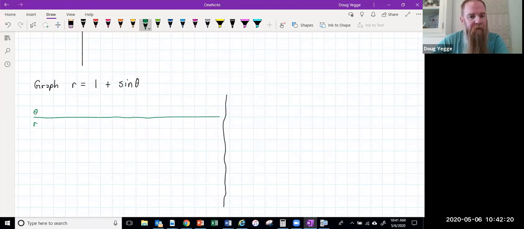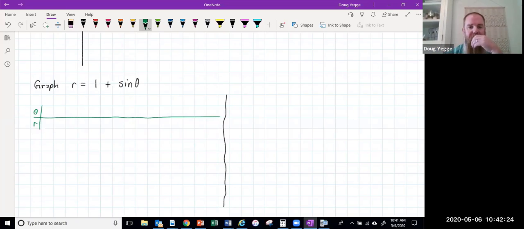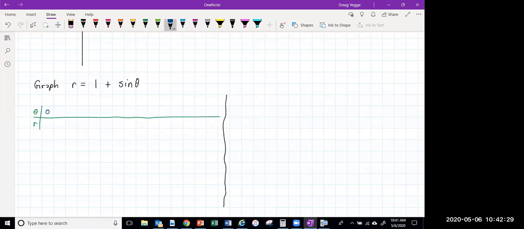Okay, so let's just go ahead and pick a few nice ones. What would be some good, nice values to choose? 0. 0 for sure. What else?